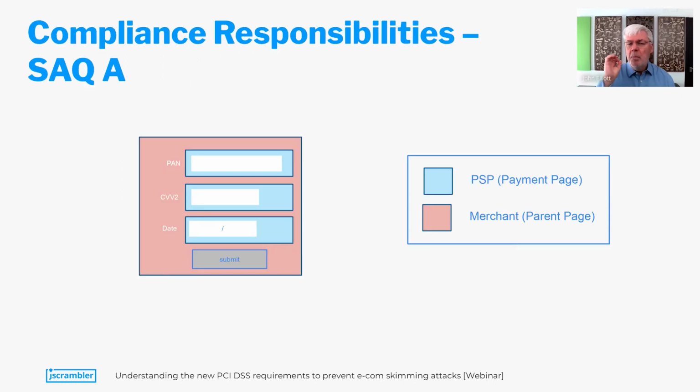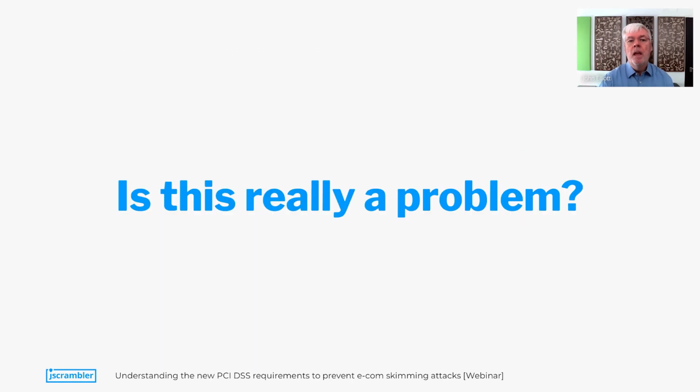So let's look at the compliance responsibilities associated with SAQs now. If you're using SAQ-A, you know the payment service provider's got to comply with these new requirements for the payment page. That's the bits in blue. But the merchant will also need to comply for the parent page that hosts the iframe, because typically they'll be loading a JavaScript bundle from the payment service provider to generate and request the contents of the iframe.